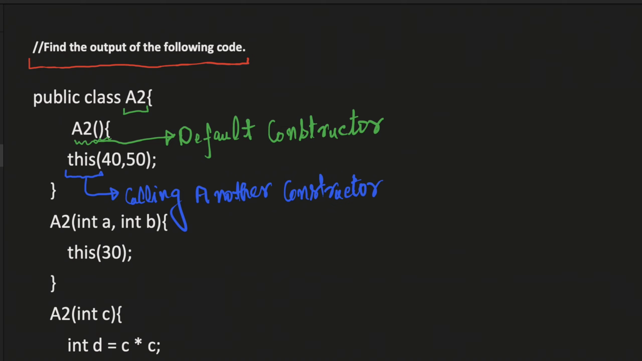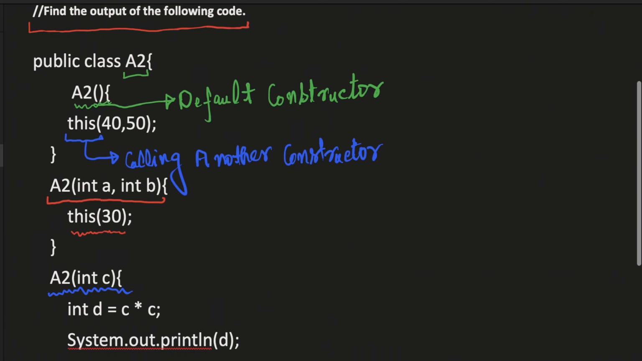So the first constructor is the default constructor, and this is the second constructor, where int a comma int b is the argument. And now in the second constructor we are calling another constructor, that is the third constructor. Where is it? This one is the third constructor. So we are going to find out what would be the output of this program.